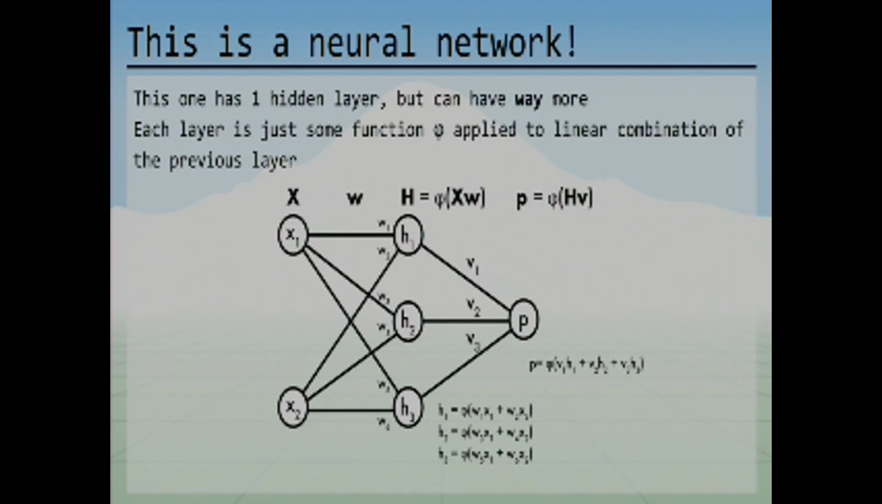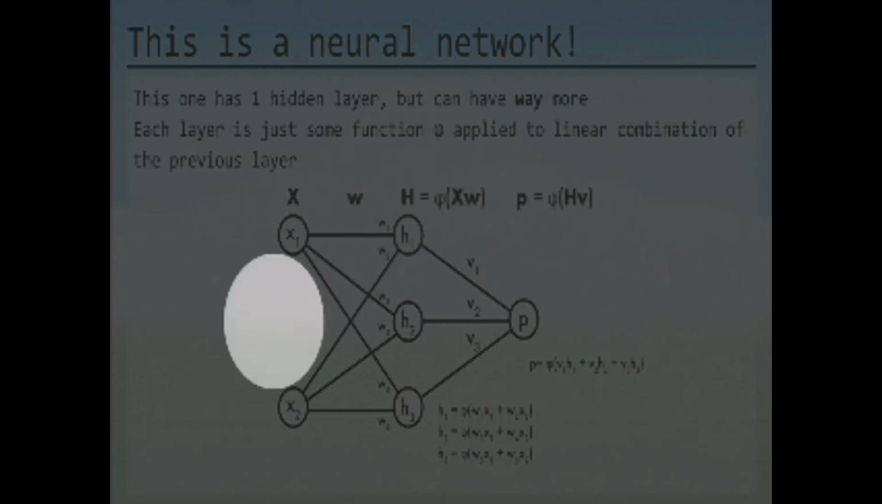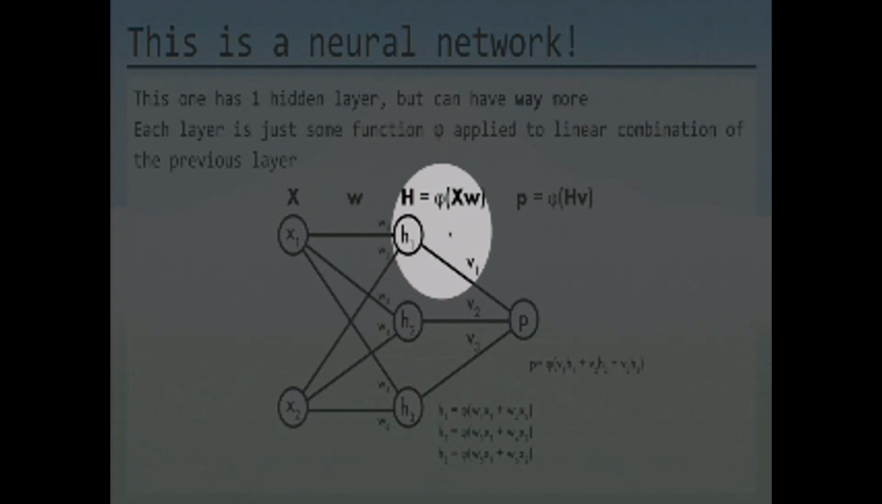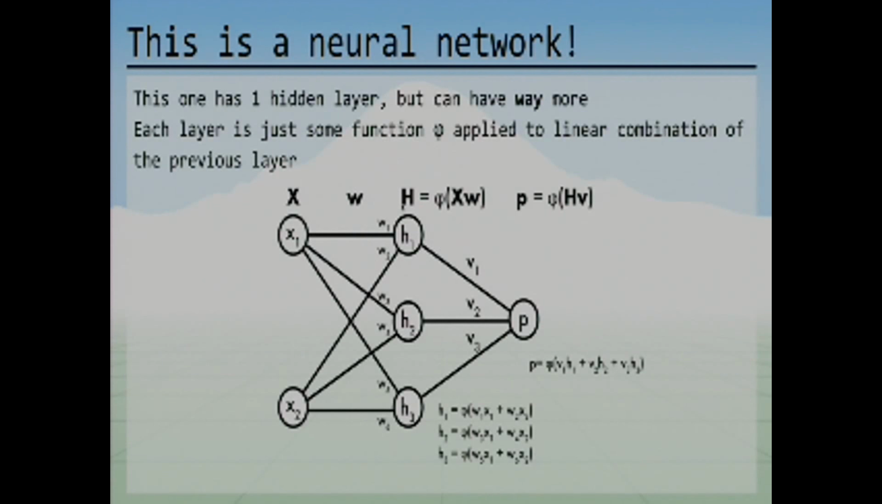This example just has a single layer, but we can think about stacking these feature extraction layers on top of each other indefinitely. People use models with a lot of layers. One important thing is that we have this function phi that we apply after we do this linear combination at every layer. Phi is called our activation function, and what we choose for phi is really important.